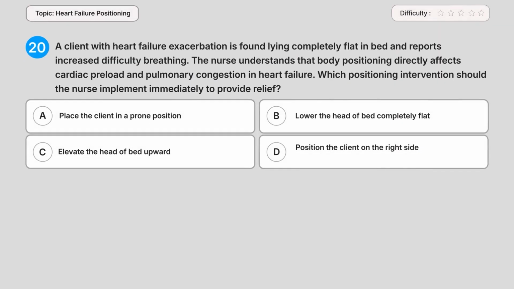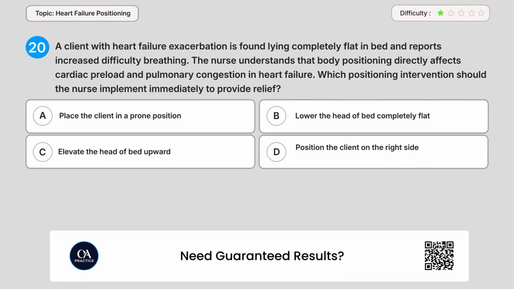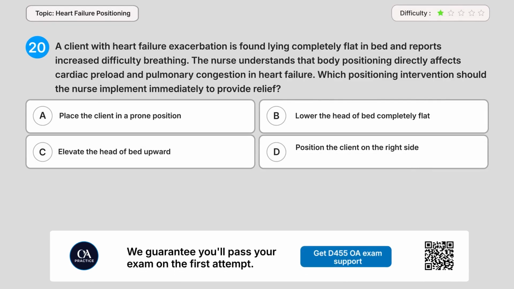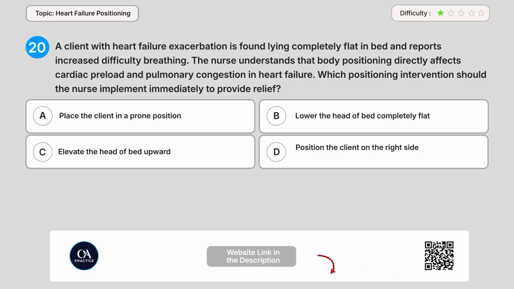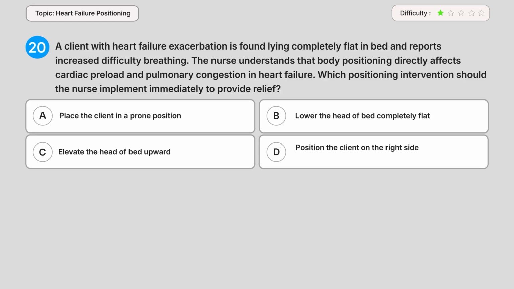20. A client with heart failure exacerbation is found lying completely flat in bed and reports increased difficulty breathing. The nurse understands that body positioning directly affects cardiac preload and pulmonary congestion in heart failure. Which positioning intervention should the nurse implement immediately to provide relief?